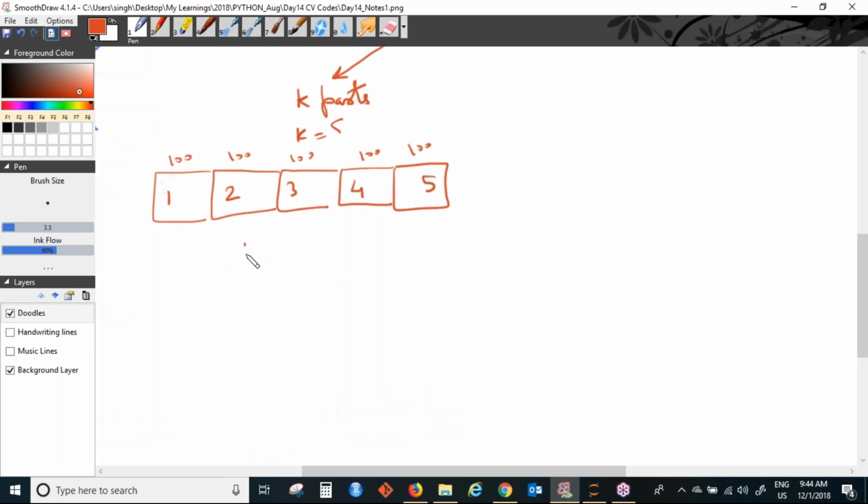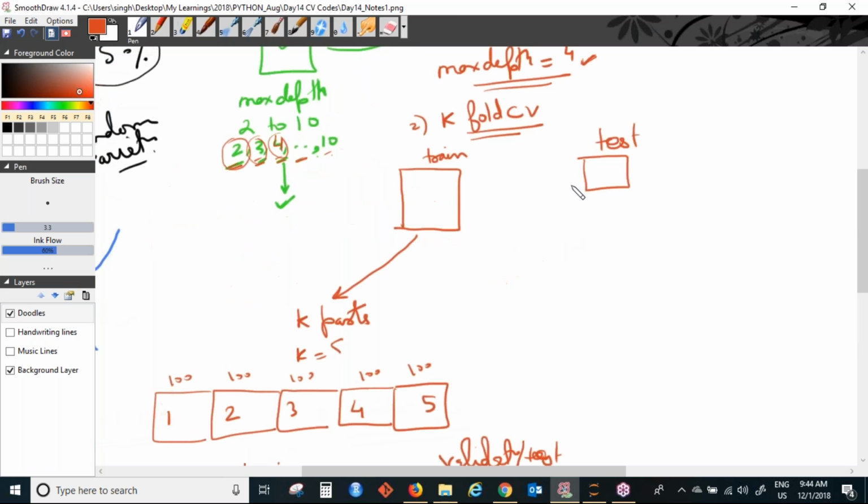Here, we divide these parts into training and validation. We call it validation or test also. A lot of people call it the test data also. But remember, we have a test data which is separate. So this has 500 points, and let's say this has 120 points. Okay, this is your final test data.